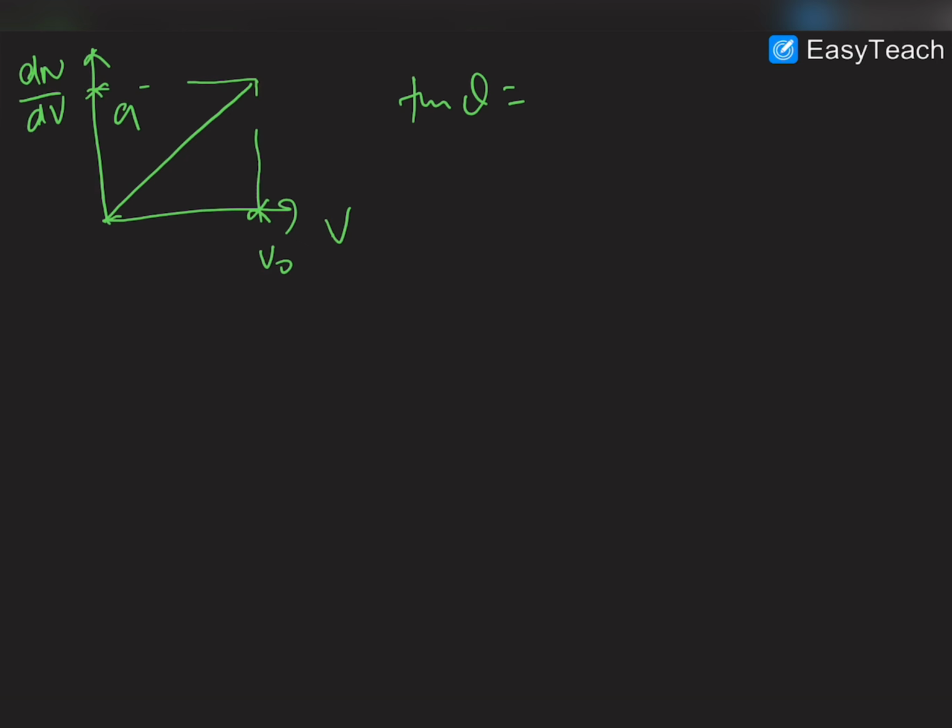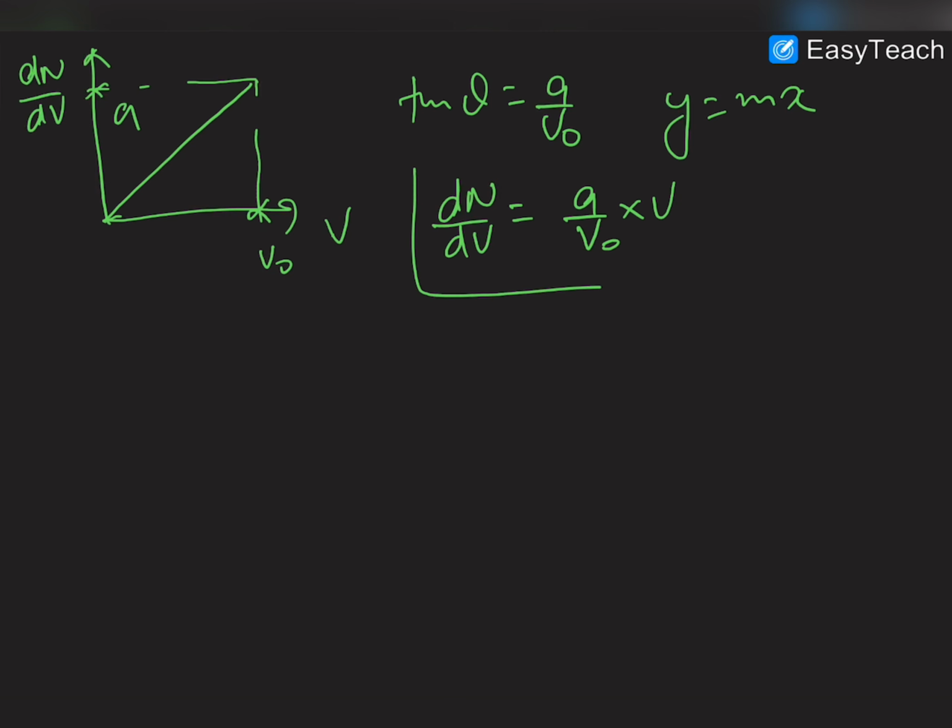So we know that in this graph, if we write the equation of the graph, this is V0 and this is A. So slope would be tan theta and it would be A by V0, and the equation will be y is equal to mx. So y is dn by dv and m is the slope, which is A by V0, into V. So this is the equation of this graph, and dn is A by V0 into V dv.